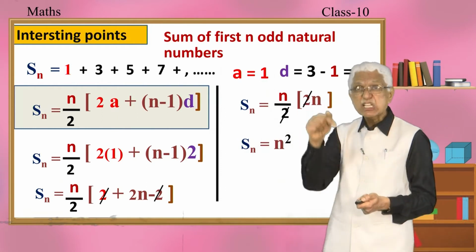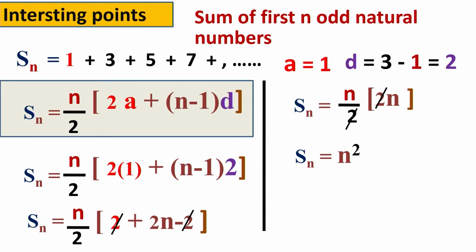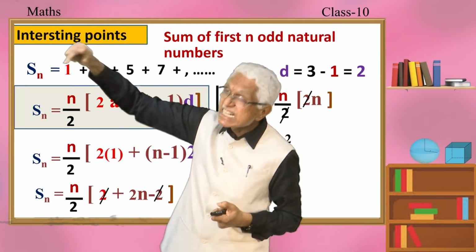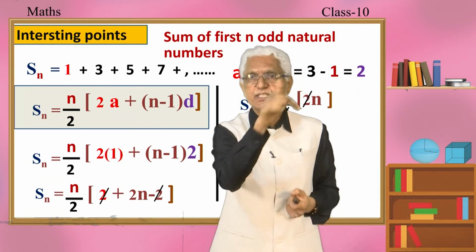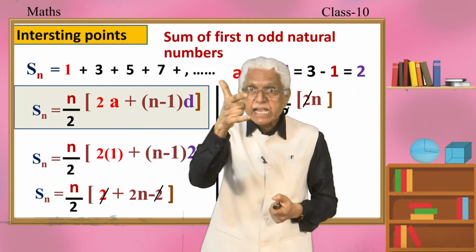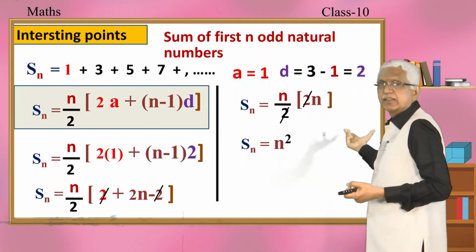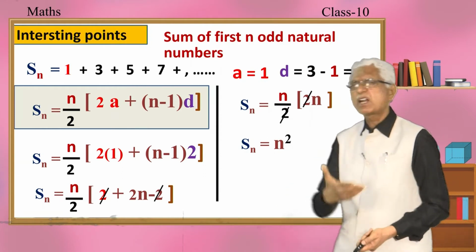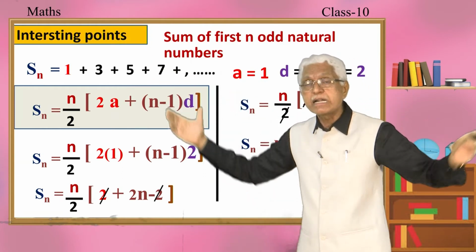This is the formula that we use to find the sum of the first n odd natural numbers. See the beauty. First n natural numbers, n into n plus 1 by 2. First n even natural numbers, n square plus n. First n odd natural numbers, n square. So beautiful. What is the sum of the first 100 odd natural numbers?